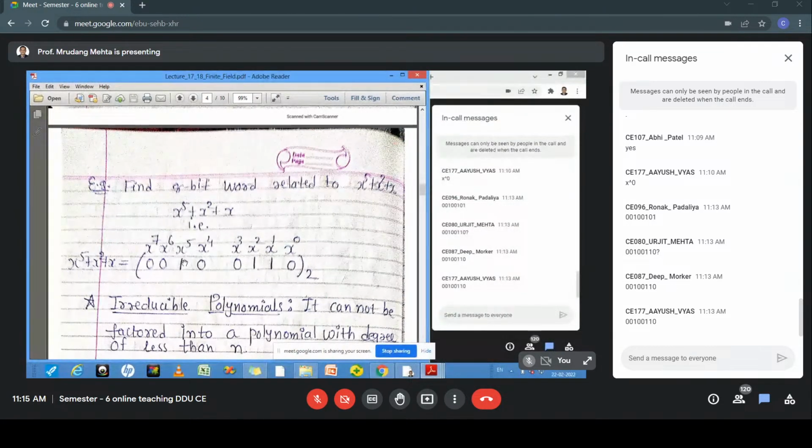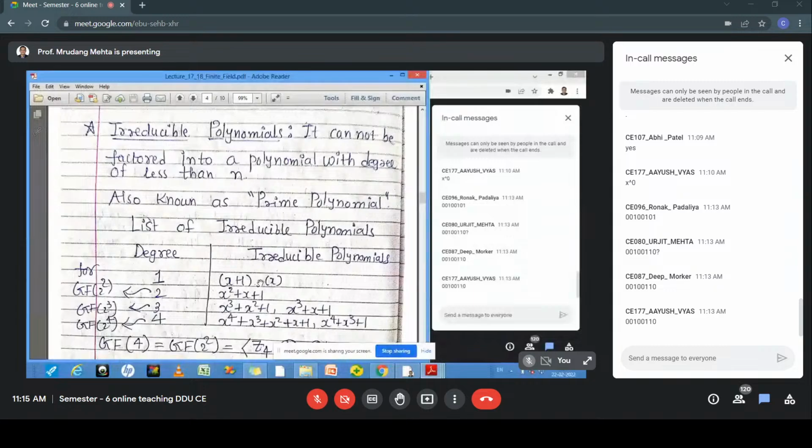Okay, you can see in this, note this: x raised to 7, 6, 4, 3, and 0 all have coefficient zero. But 5, 2, and 1 have coefficient 1.